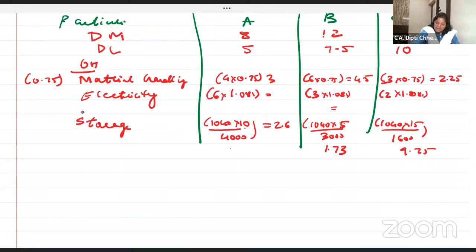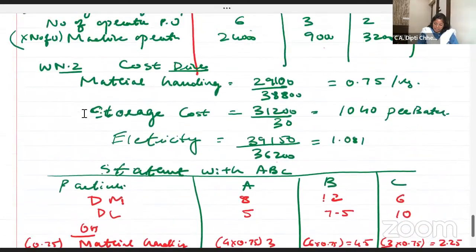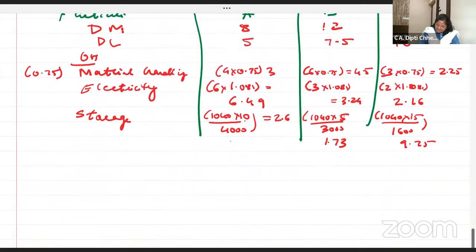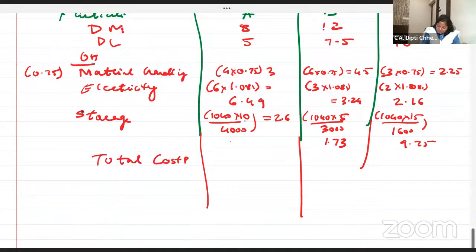1.081 into 2. 2.16 into 3. 3.24 into 6. 6 operations are there. So that is coming to 6.49. I know थोड़े से calculations आ रहे हैं ऐसे, but this is your total cost per unit. Material and labor, you can copy.